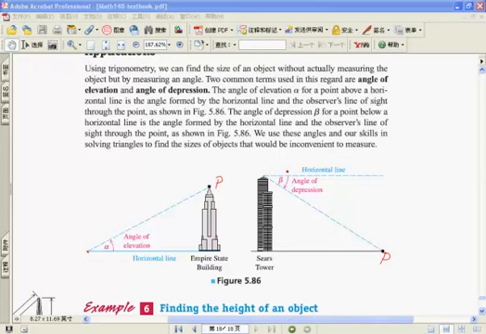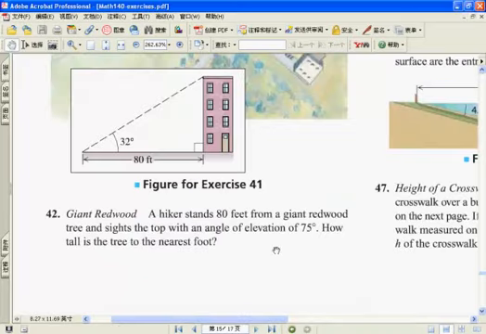Now, with these two concepts, let's look at some application problems. And let's first go to page 497. Let's look at problem 42. It's about the giant redwood. It says a hiker stands 80 feet from a giant redwood tree and sights the top with an angle of elevation of 75 degrees. Then how tall is this tree to the nearest foot? So we need to find the height of this tree.